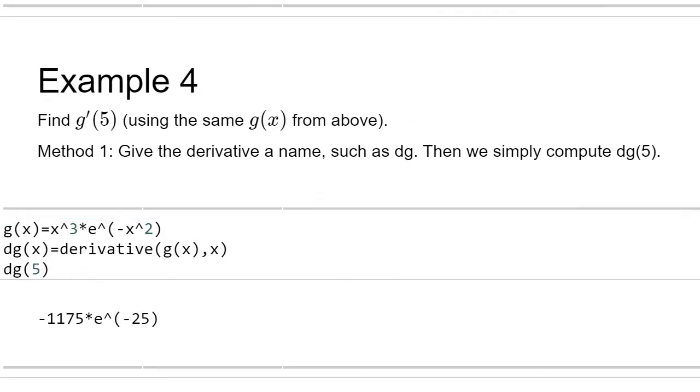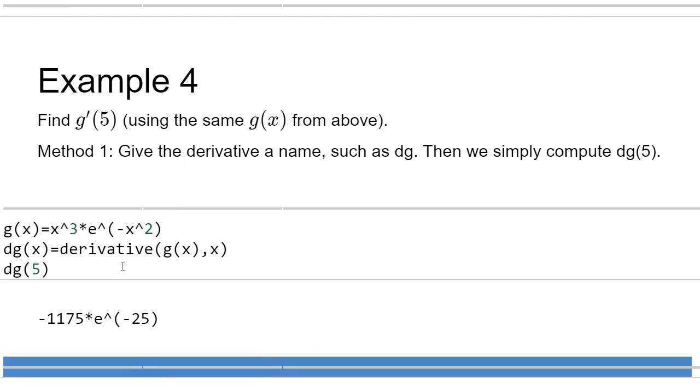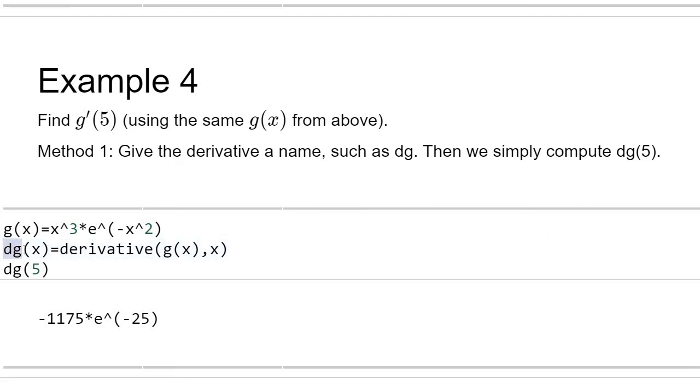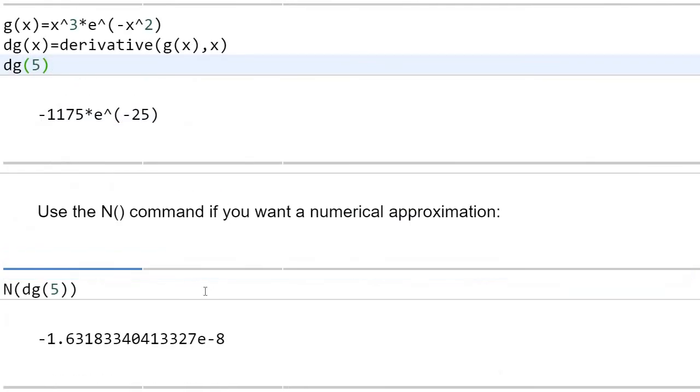All right, here's another example with the function g, the same g that I had up above. I want to do g prime of 5. So method 1, give the derivative a name. I call it dg for derivative of g. There's nothing sacred about that name. You can call it whatever you want. Name it after yourself if you want to. But give it a name, and then use that name to plug in the x equals 5. And this is the answer we get.